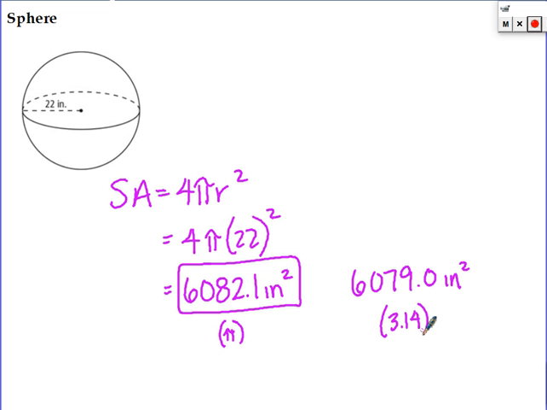Okay? So for the three figures that have curves in them, cylinders, cones, and spheres, you just figure out what figure you have. You'll always need to know the radius. For a sphere, that's all you need to know. For a cylinder, you also need the height. And for a cone, you would also need the slant height.